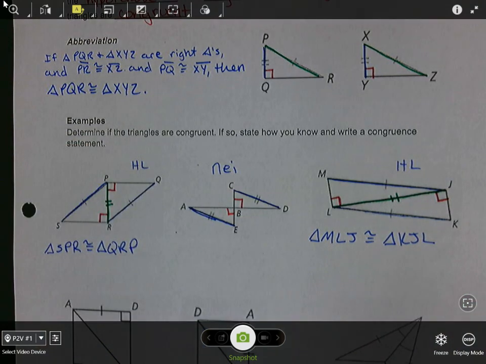Wait, what'd you put above it? Like the HL and the HL going? Hypotenuse leg. That's the theorem we're using. So we've got side angle side, side side side, angle side angle, angle angle side, and hypotenuse leg. It's the weird one.